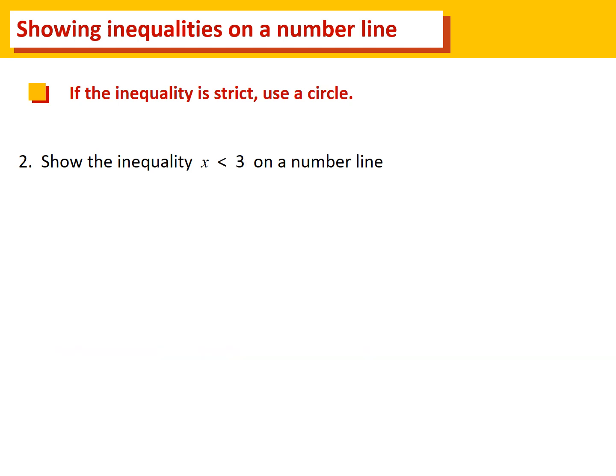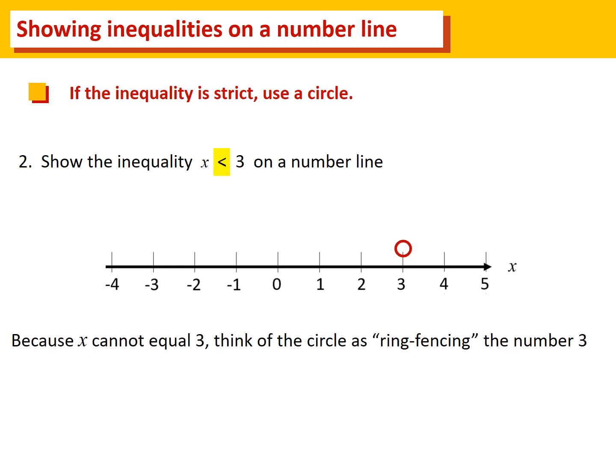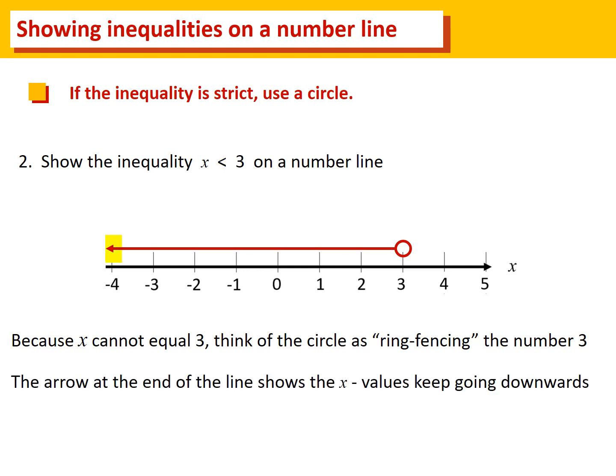In our second example, the inequality is x is less than 3. Because of the strict inequality, once again, we put a circle, this time around 3, and our x values are less than 3, so that's to the left of the circle. And once again, the arrow on the end indicates that the values keep going.